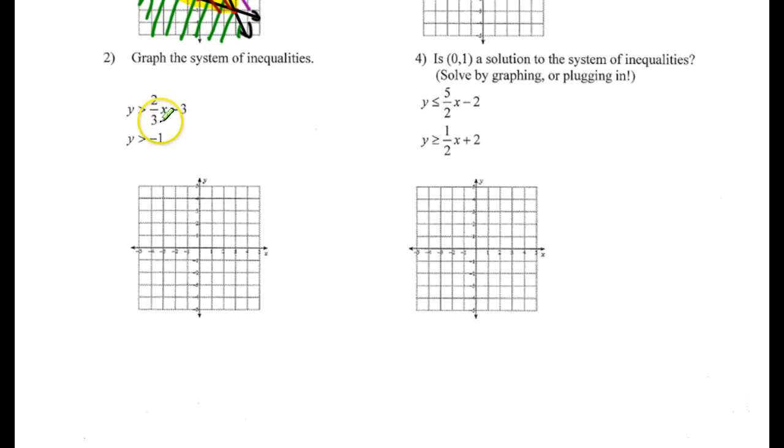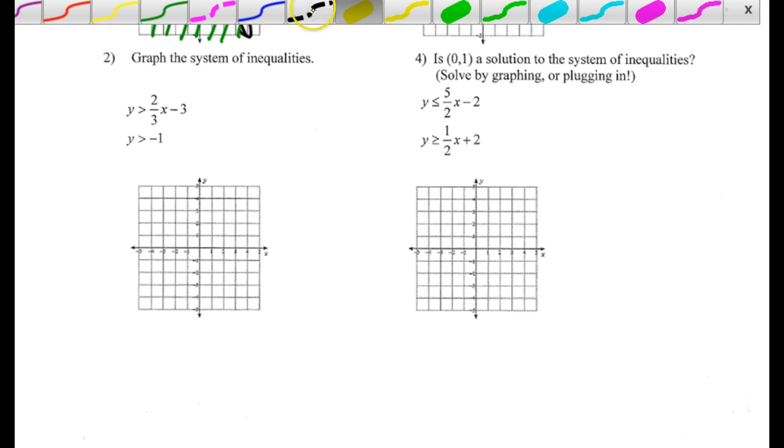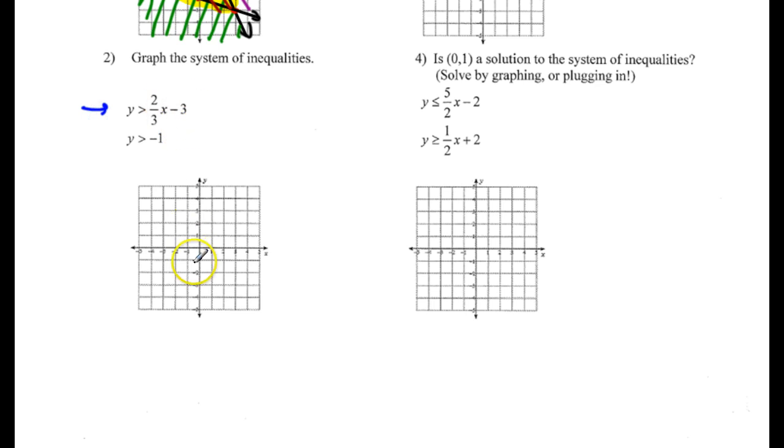Number 2, we're going to graph these. You can see by both of these that they are both already in slope-intercept, so I can just start graphing them. So first one, y-intercept is negative 3. Just like last chapter, slope is positive 2 over positive 3, so that means up 2, right 3. Up 2, right 3.